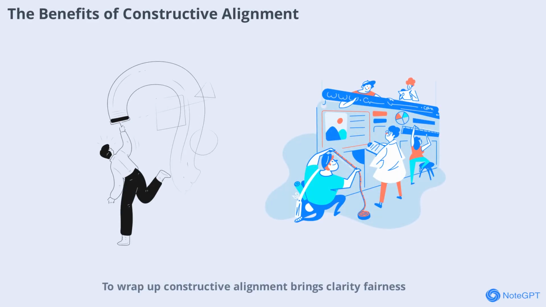To wrap up: constructive alignment brings clarity, fairness, and effectiveness to education. Students know what's expected, teachers have a clear roadmap, and assessments truly measure meaningful learning. By focusing on what students do and aligning every part of the teaching process, constructive alignment helps everyone achieve better outcomes. Whether you're a teacher, student, or curriculum designer, understanding this approach can transform the learning experience for the better.